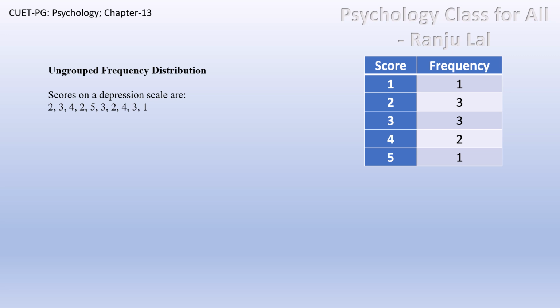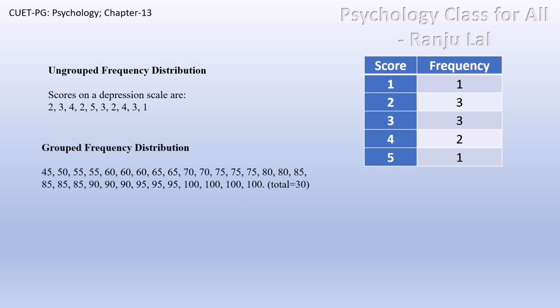Here the score is a value. The frequency is how many times it appears. So scores 2 and 3 appeared 3 times. That's the frequency of scores 2 and 3 respectively.